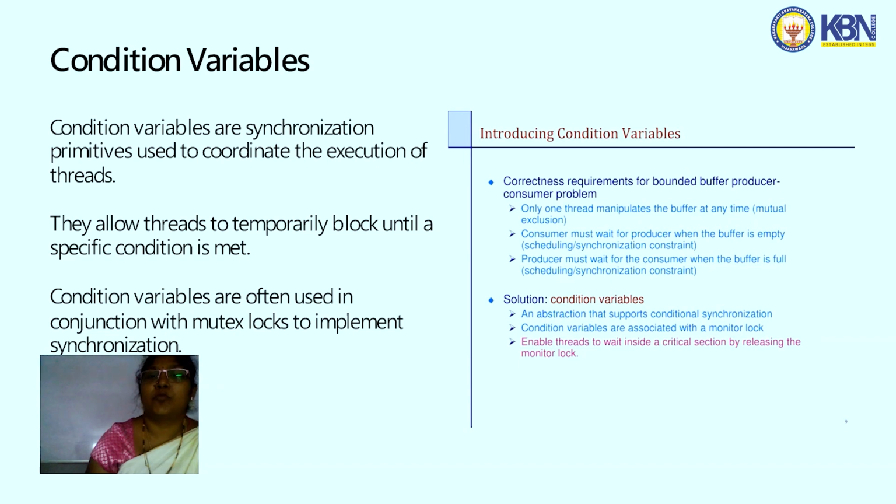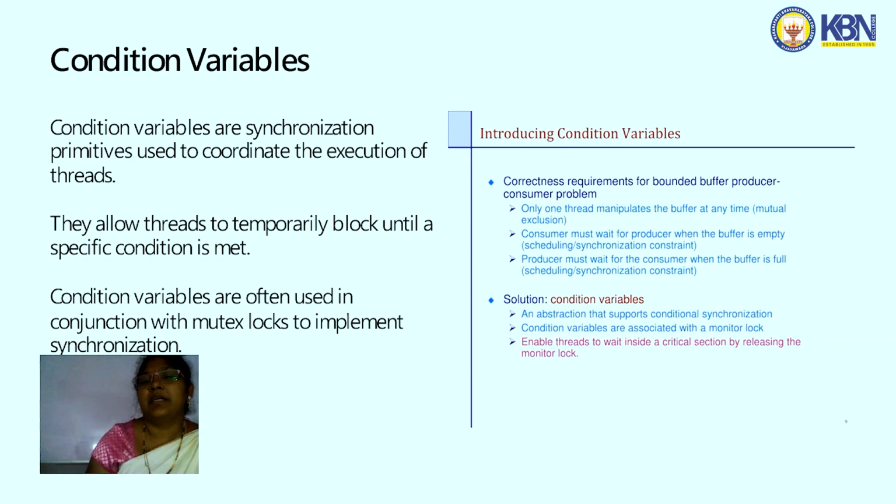Condition variables. What are condition variables? Why do we need them? Condition variables are synchronization primitives used to coordinate the execution of threads. They allow threads to temporarily block until a specific condition is met. Condition variables are often used in conjunction with mutex locks to implement synchronization.